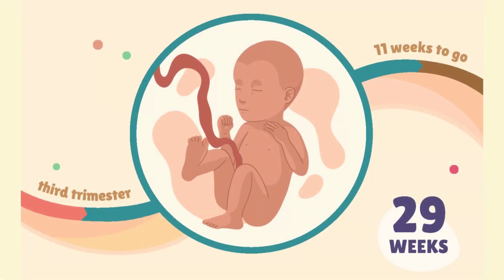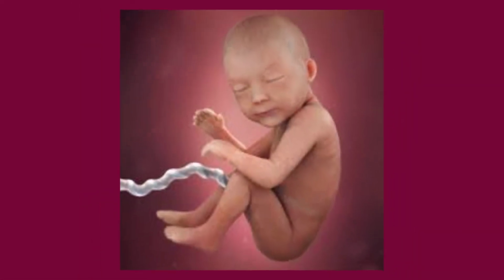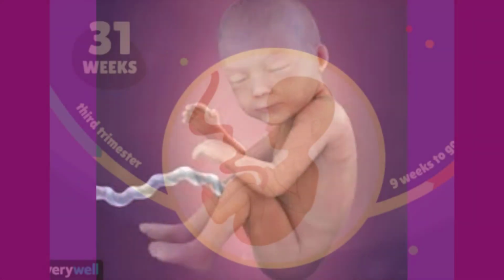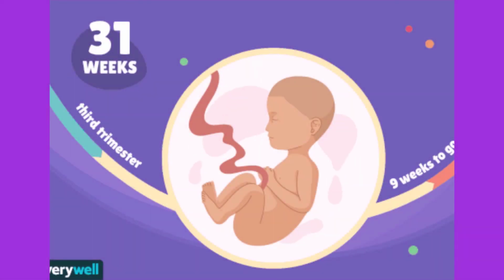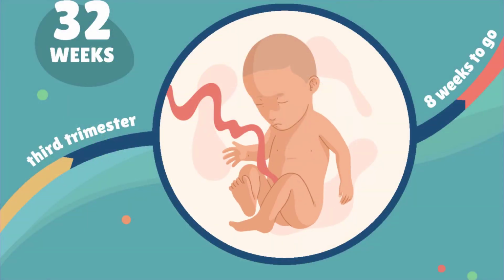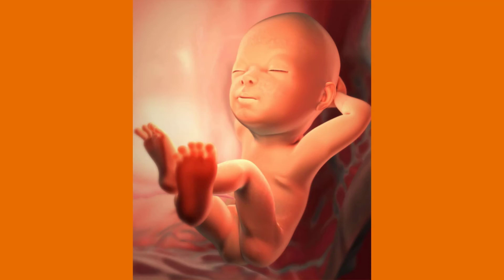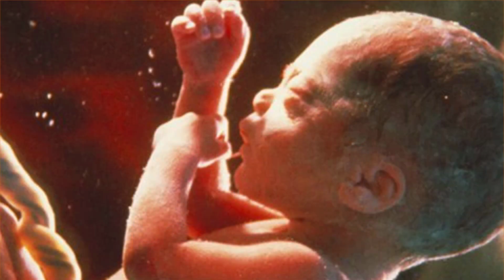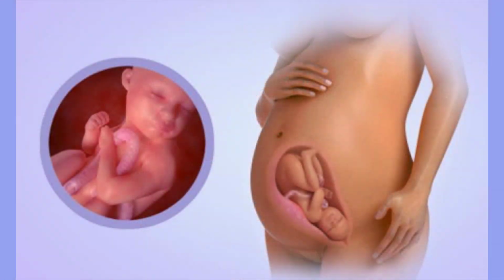In weeks 29 to 32, there is a rapid increase in the amount of body fat. There is an increased central nervous system control over body functions, and rhythmic breathing is now established. However, the lungs are not fully mature. Pupillary light reflex is now present, and the fetus stores iron, calcium, and phosphorus.